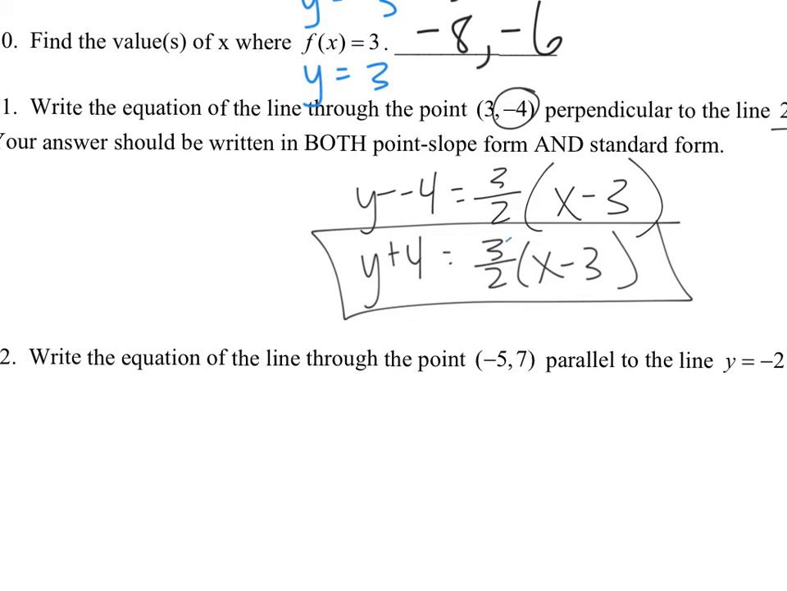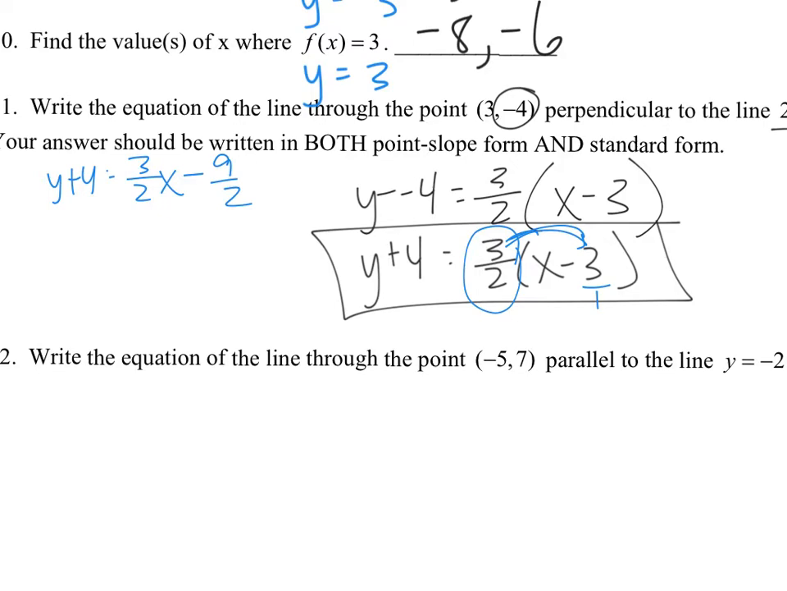So what I am going to do first is distribute. So that's y plus 4 equals 3/2x minus 9/2. When you distribute the 3/2 to -3, a lot of you cancel the 3's. Dude, it's 3 times -3 and 2 times 1. It's actually -9/2. So be careful.